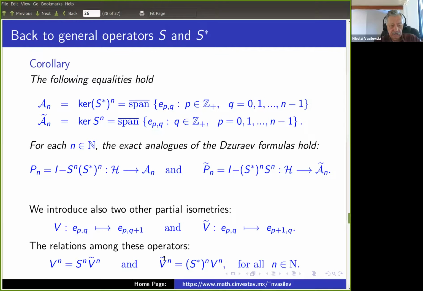What does V tilde do? It moves e_{p,k} to e_{p,k+1}. So in our grid, it moves just one node north, and V moves just one node east. These isometries are connected with the isometries S and S star in the following way.